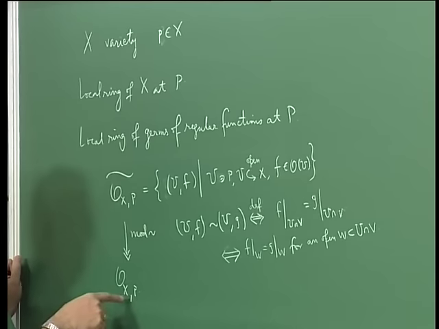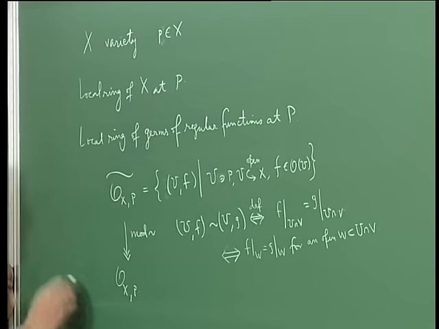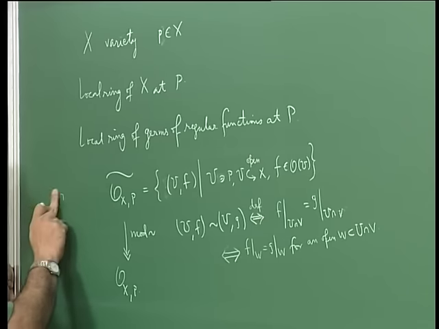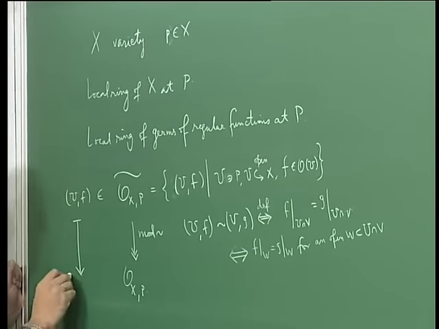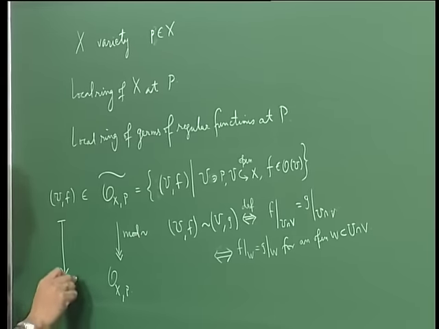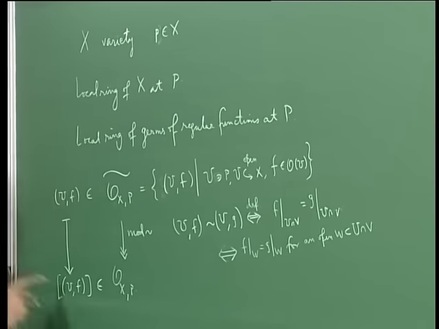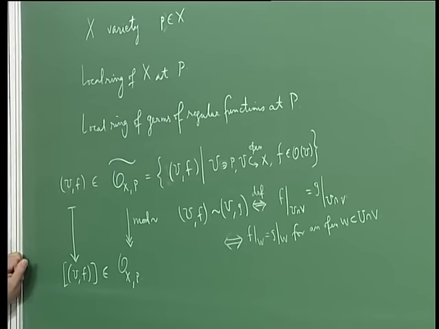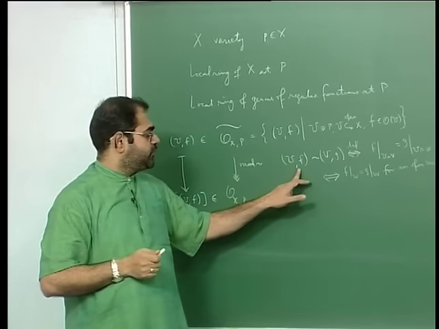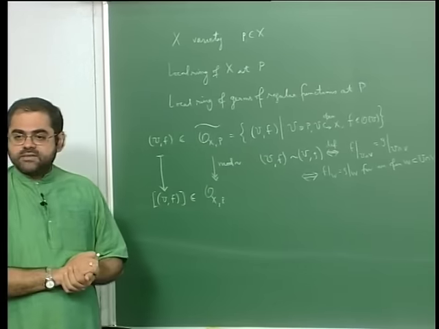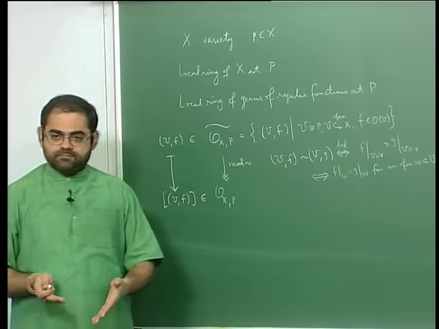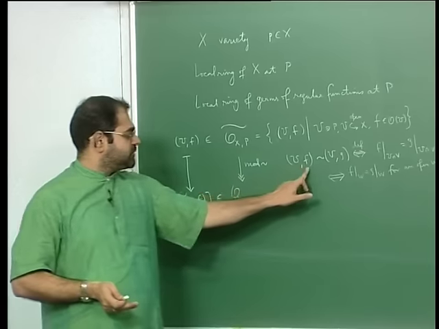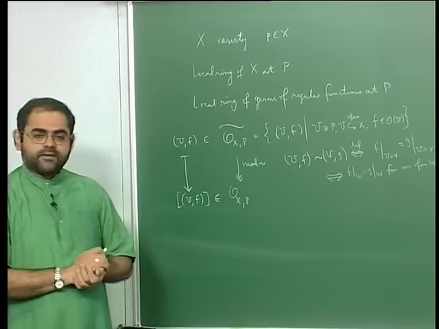So this is a local ring, and if you start with an element here, (U, f), its image here is written with a square bracket, and it's called the germ of the function f. Whenever a pair (U, f) is equivalent to a pair (V, g), then in the local ring they give rise to the same germ. The germ of f and the germ of g will be one and the same, right?